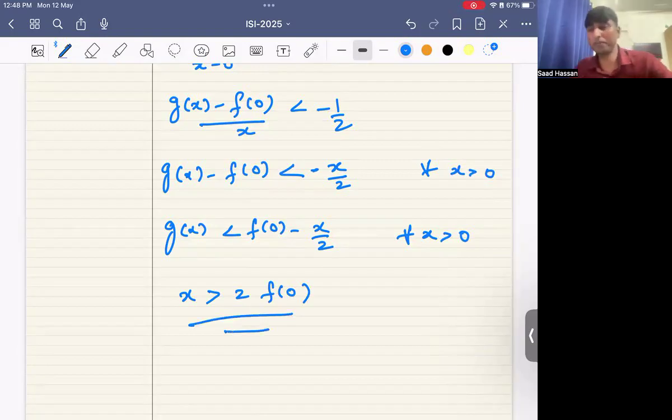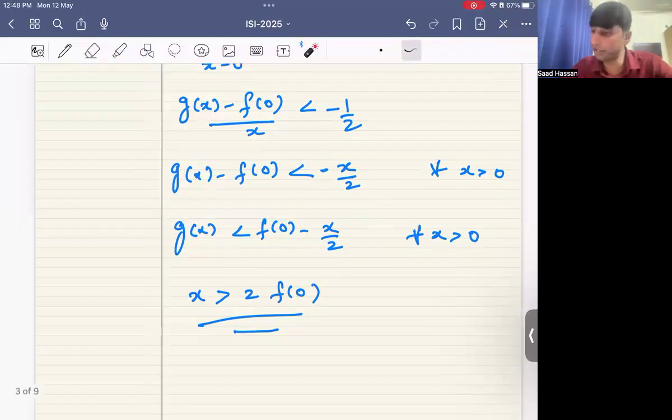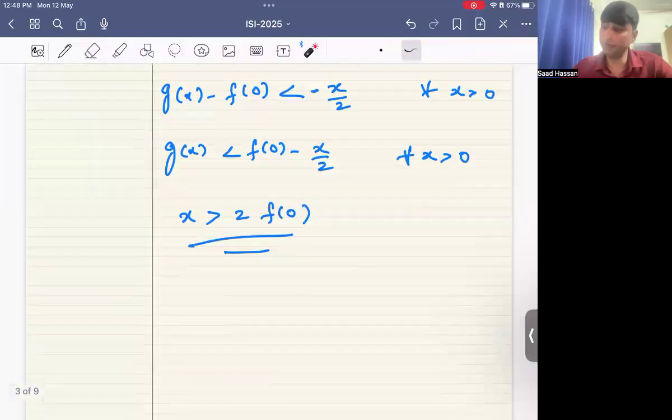If you pick x greater than 2f of 0, right? So this quantity turns out to be, think about it, in fact x is indeed greater than 2f of 0, so then this quantity will turn out to be negative. Do you agree? Which is a contradiction because we had argued that g is positive for all x.